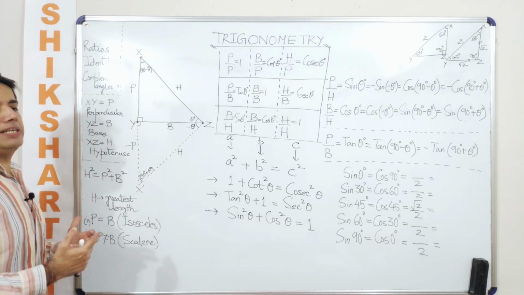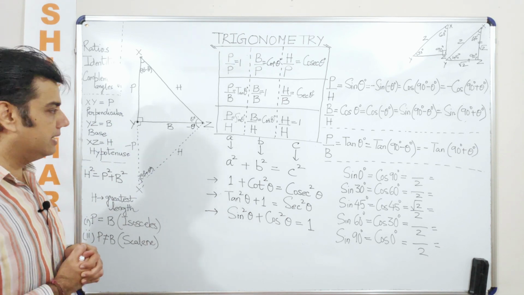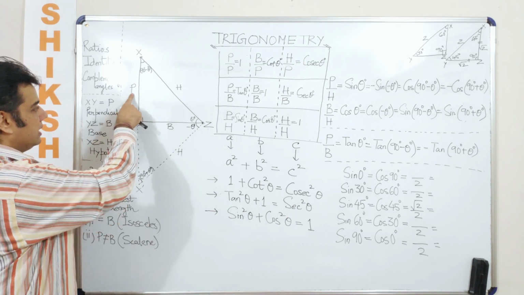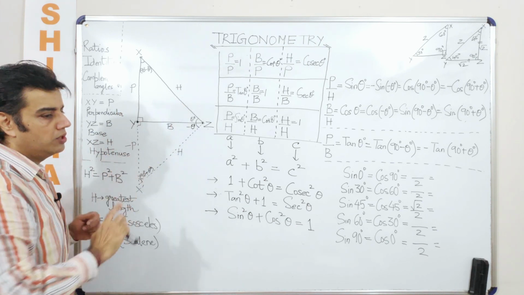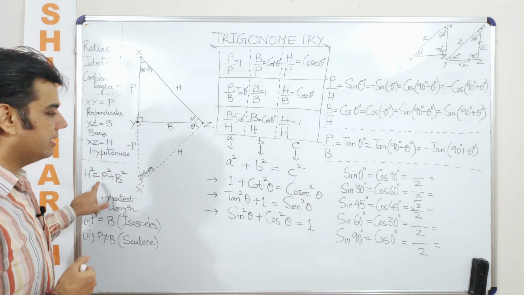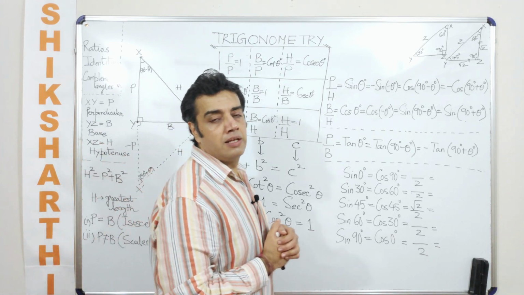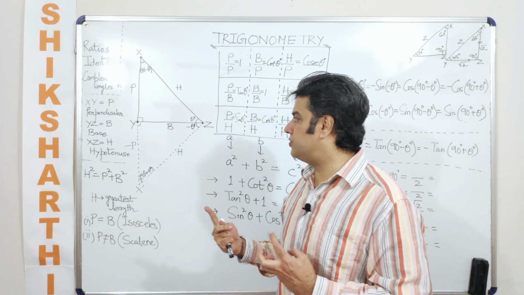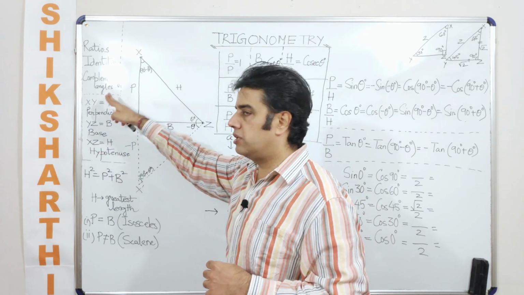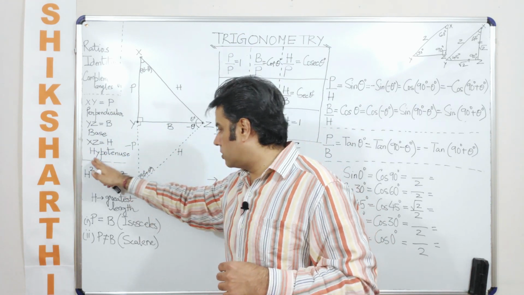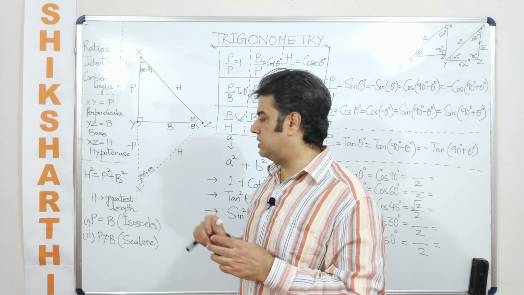The second thing which you are expected to know in a right angle triangle is that the sum of the squares of the perpendicular and the base is equal to the square of the hypotenuse. So first we were talking about the terminology and their lengths, then we talked about the Pythagoras theorem, which is this.